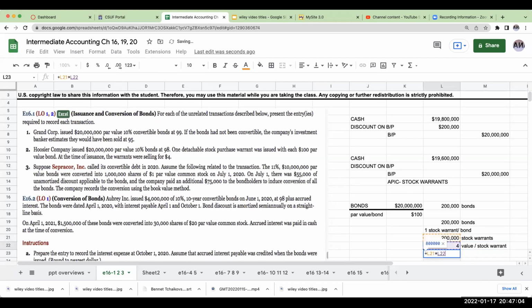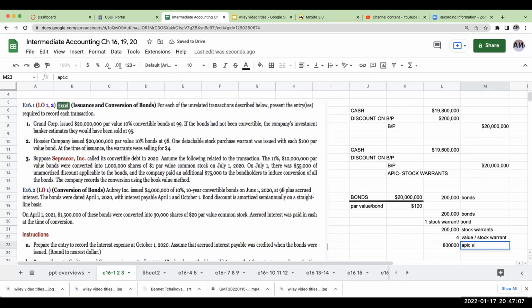So the total amount I'm going to hit to additional paid-in capital stock warrants is going to be $800,000. Okay, so now when I come over here for my discount on bonds payable, it's not just the difference between the cash that I received and the bond payable, because there is a value to these stock warrants. So my discount on bonds payable is going to be the bond payable plus the stock warrants minus the cash, or 1.2 million. So that's how I'm going to go through and record this particular one.